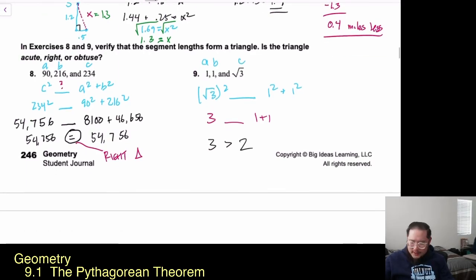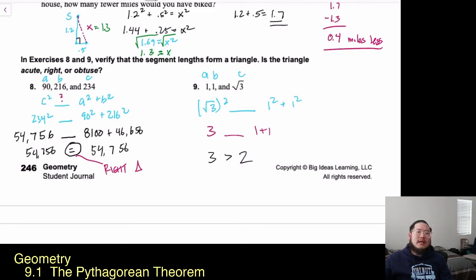So if 3 is greater than 2, or the side c squared is greater than a squared plus b squared, we have ourselves right here an obtuse triangle. All right, we figured out how to use that Pythagorean theorem to help us solve whether we have a right, obtuse, or acute triangle, and we can also figure out how to find one of the missing side lengths as long as they give us 2 of them using that Pythagorean theorem. All right, that concludes 9.1.